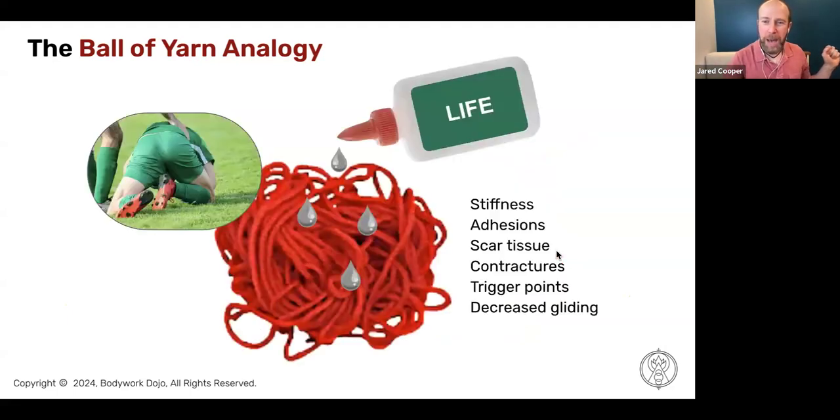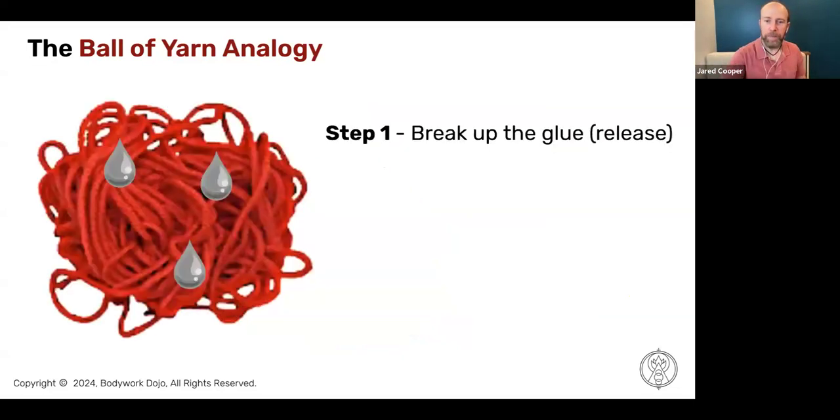And then, of course, what happens? Life happens essentially, right? You get injured, you get strain, and that leads to things like stiffness, adhesion, scar tissue, contractures, trigger points, decreased gliding. Essentially, it's like you tangled the ball of yarn and you dropped a bunch of glue in it. And so now you can't untangle it.